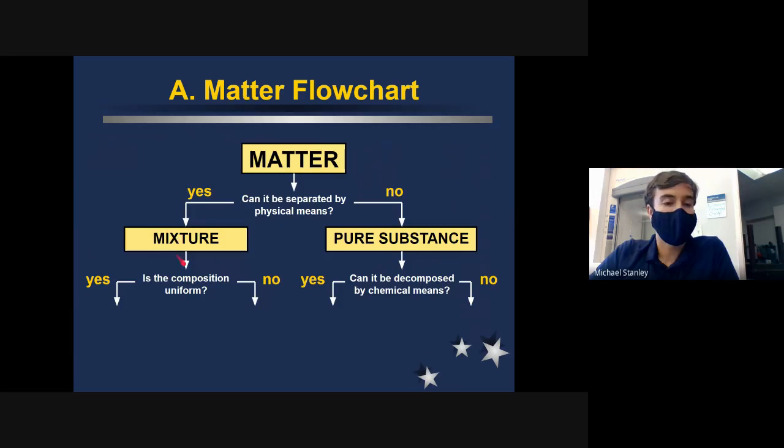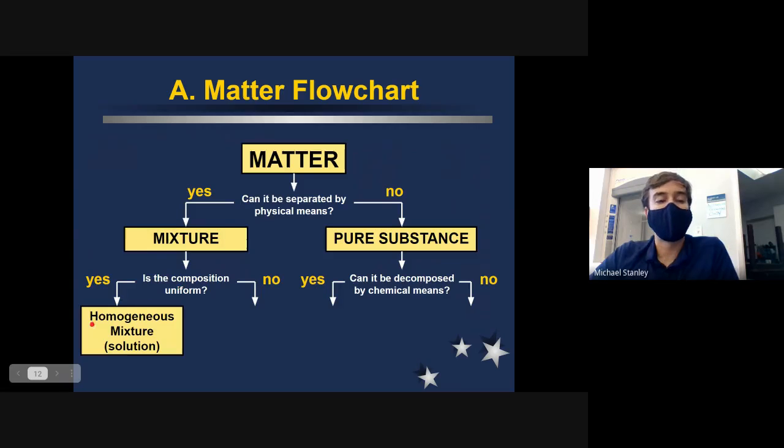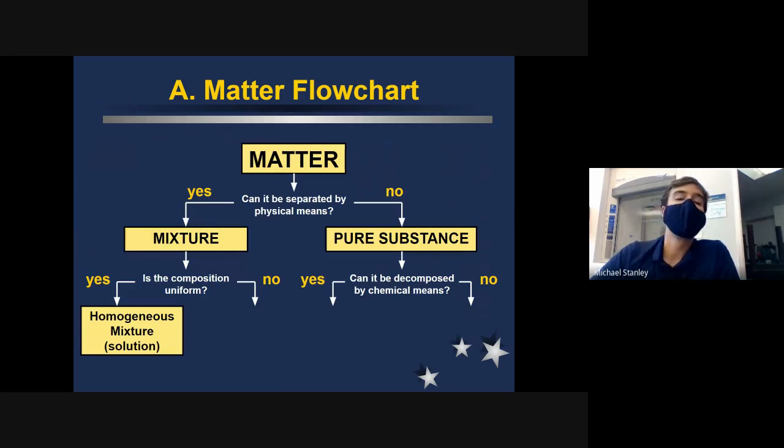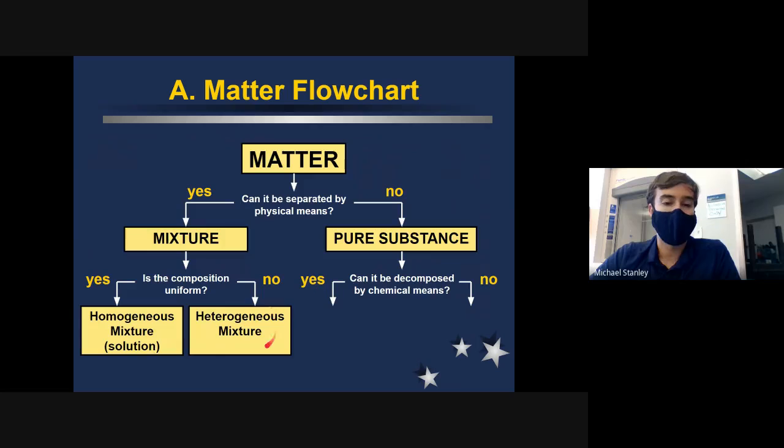In our mixture, uniform composition just means it's all the same. So if it is that case, then we have a homogeneous mixture. Everything, all of our particles are evenly and equally distributed. There's the same amount in the same areas of the mixture. Everything is the same throughout the entire mixture. If that's not the case, if we have different particles clumping or spreading out in different areas, then we have a heterogeneous mixture.